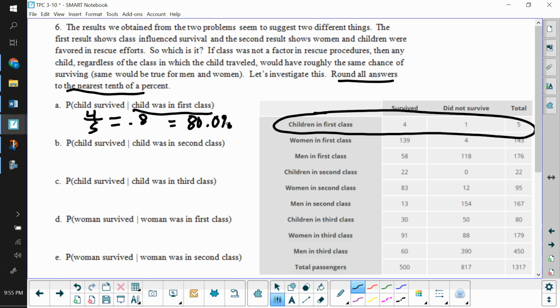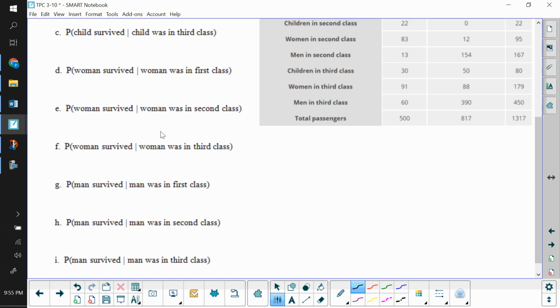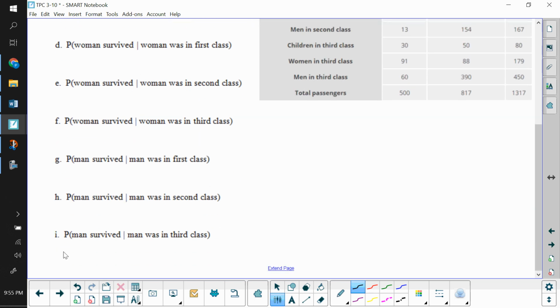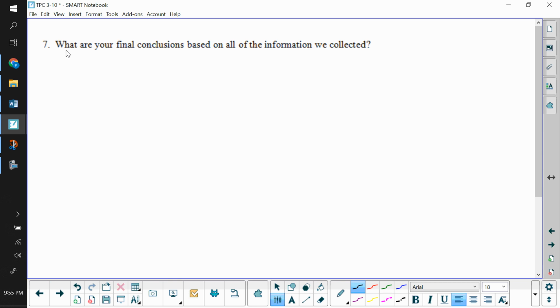So we'll leave the rest of them for you to do, and then we'll go over those at the start of class tomorrow. Don't forget, I think it goes on to the next page possibly, but don't forget to do number 7, your final conclusions based on everything. So what we're looking for is, if we looked at all these probabilities we did, what can you say about class, men versus women versus children, things like that.